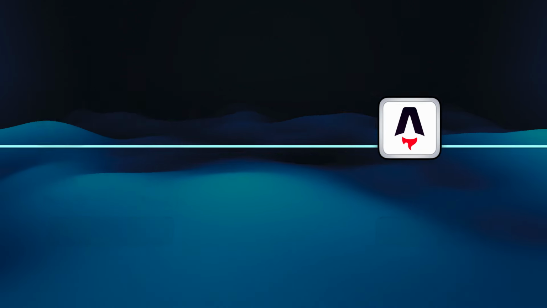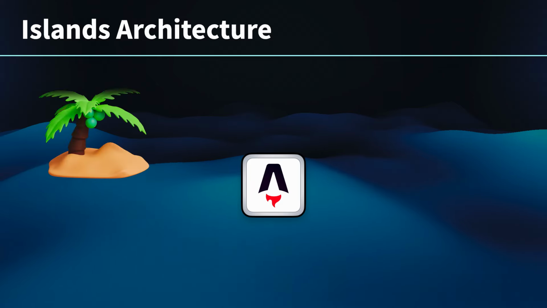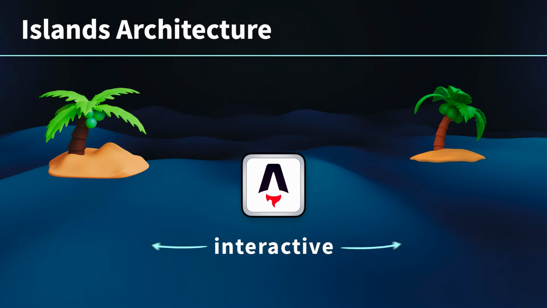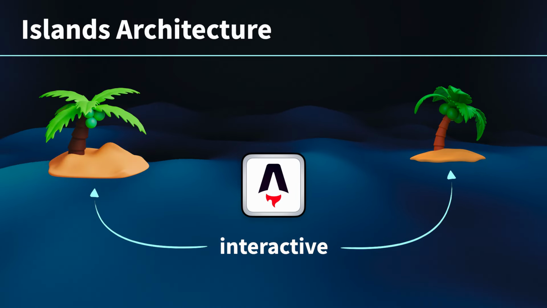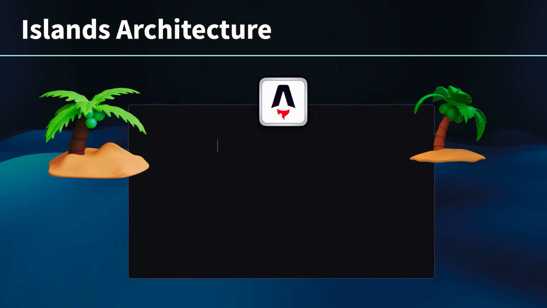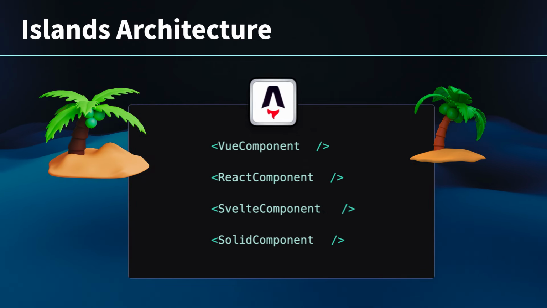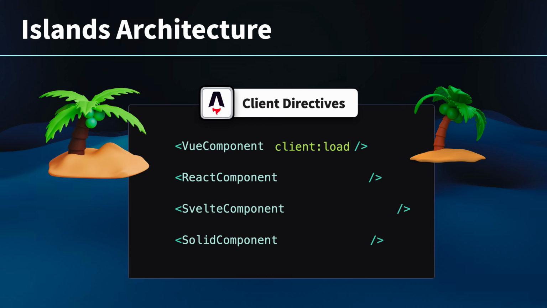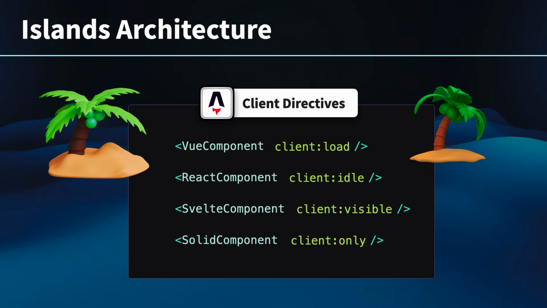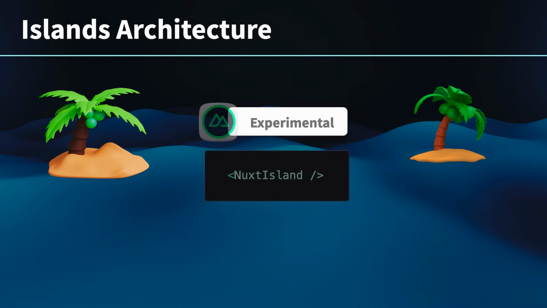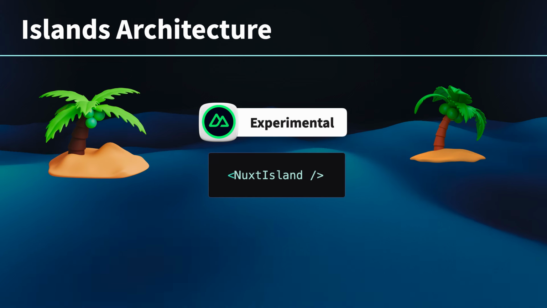Astro has helped popularize the idea of islands architecture, where only certain sections of the app receive JavaScript hydration. As I mentioned, you can compose an Astro app with components from various major frameworks, and then use client directives to control how these components are hydrated on the page. But Astro is not the only framework leveraging this islands architecture approach, because Nuxt provides the Nuxt island component, which at the time of this recording is still experimental.